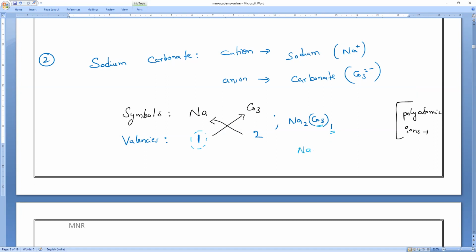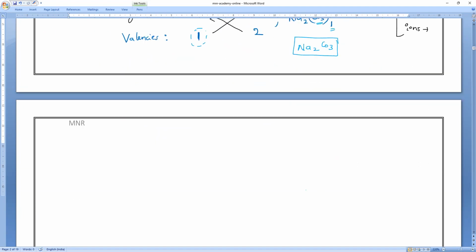So what is the formula of sodium carbonate? Everybody, make it quick. Na2 CO3. That is it. Any doubt, you can ask me. Next, ammonium sulfate.